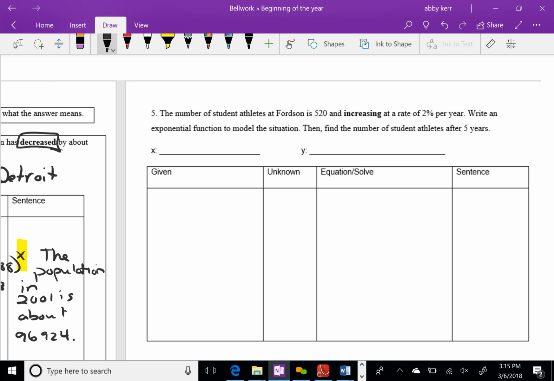So it says the number of student athletes at Fordson is 520 and increasing at a rate of 2% each year. Write an exponential function to model this situation. Then find the number of student athletes after 5 years. So X, we're talking about time again. Once again, we're talking about years. And then our Y is the number of student athletes.